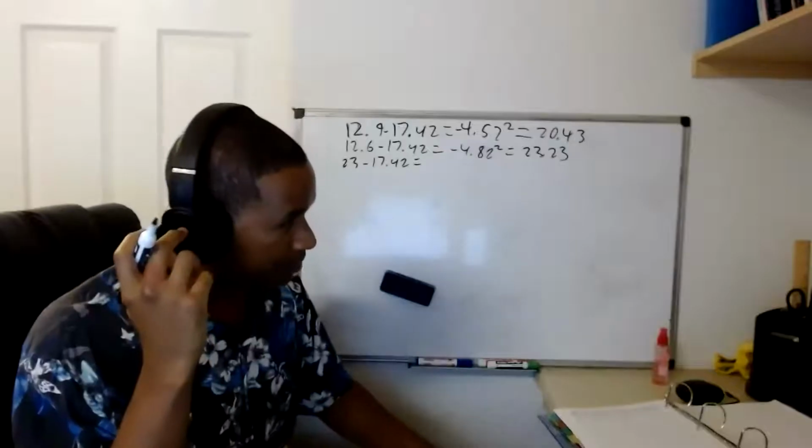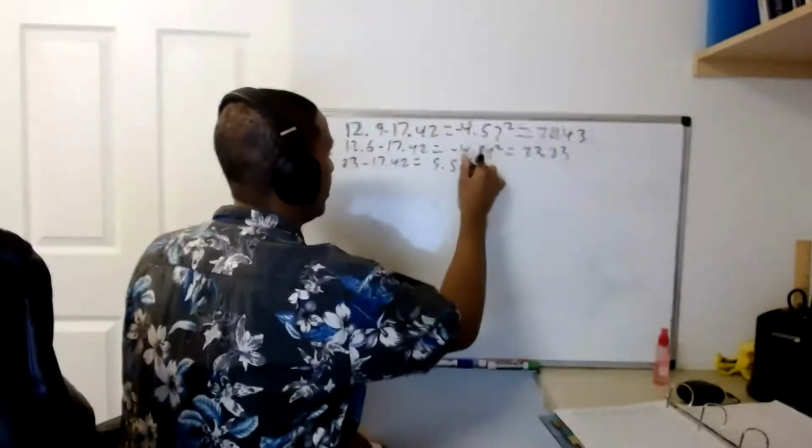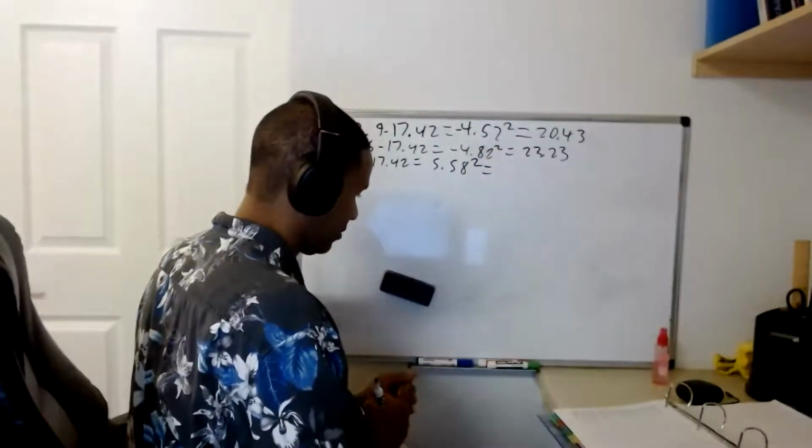Oh, I think that's there. What did I do here? 5.58. What's it again, Anika? 5.58. Then when we square this up, we get what? 31.13. If we're rounding up, I guess 0.14.